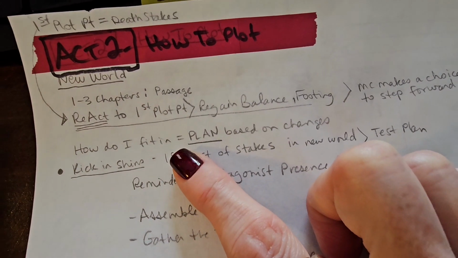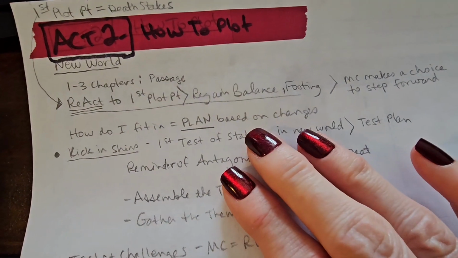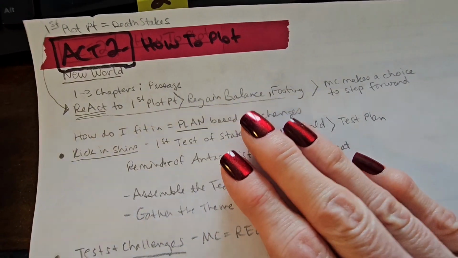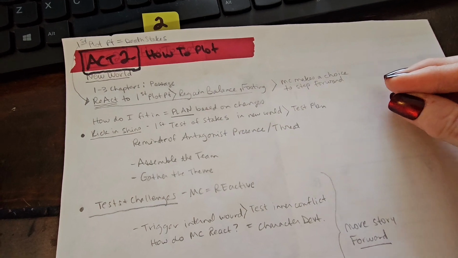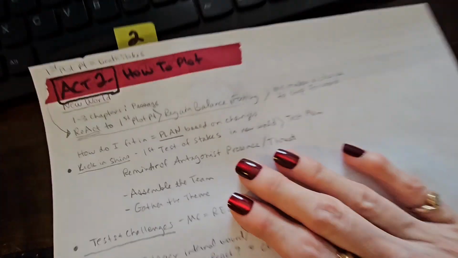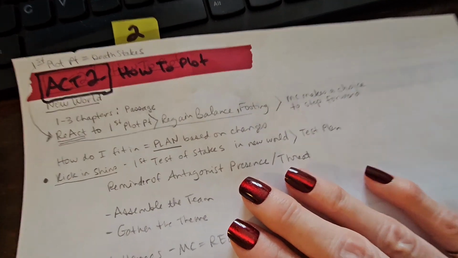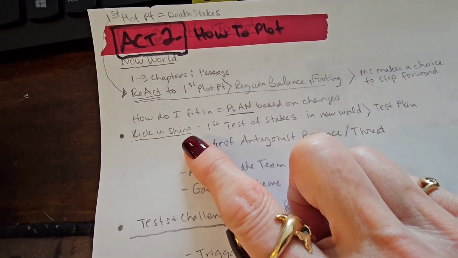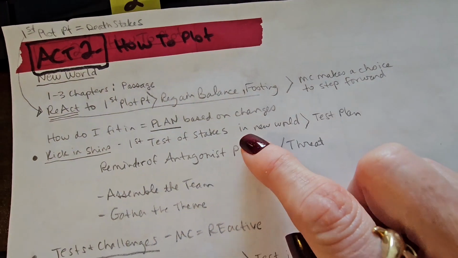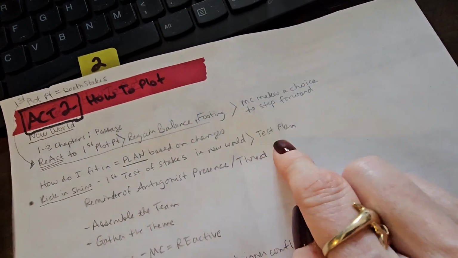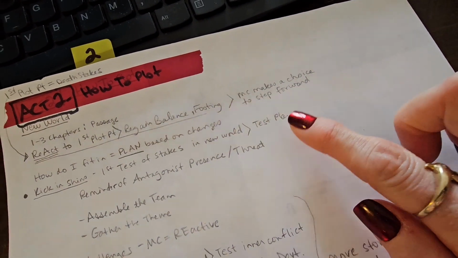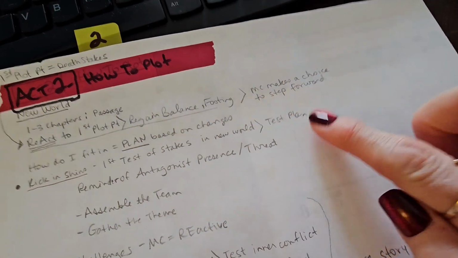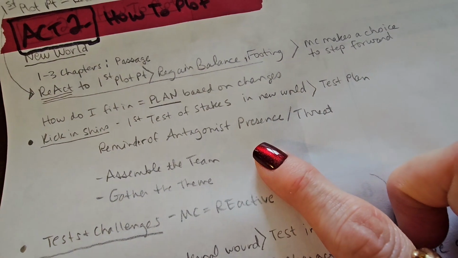So they're asking themselves, how do I fit in? I'm going to make this plan and I'm going to do things in this way in order to move myself forward. Well, of course, the plan's going to go wrong because we like throwing obstacles at our characters, but we'll save that for later. James Scott Bell likes to say this is a good place for the kick in the shins. That is a test of the stakes in the new world. So you're going to test your character by testing their plans, testing their theories, and throwing obstacles and confrontations at them. That's good story.